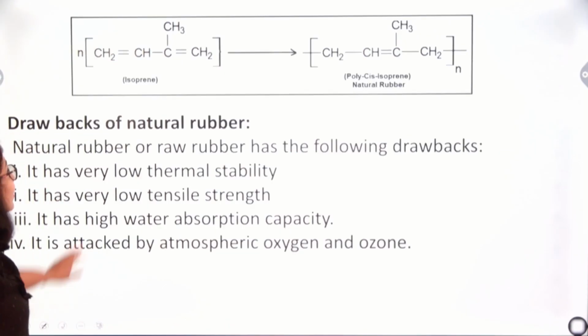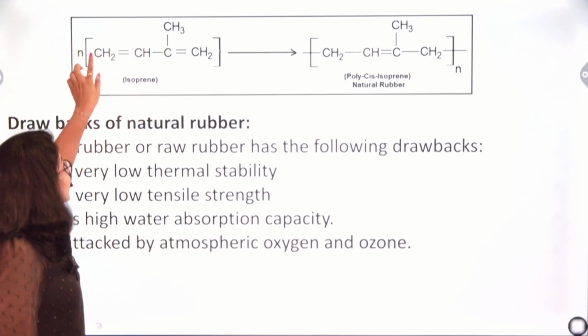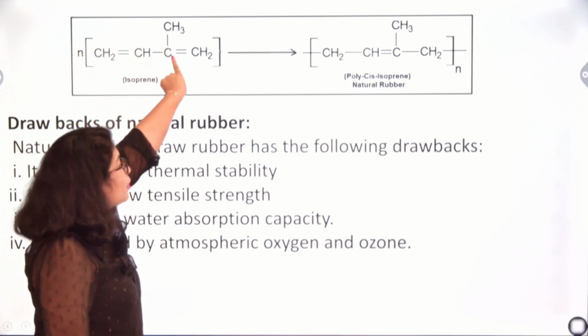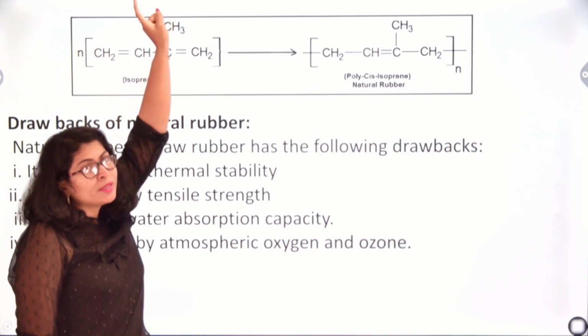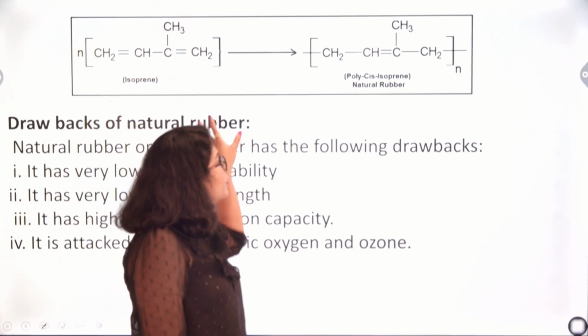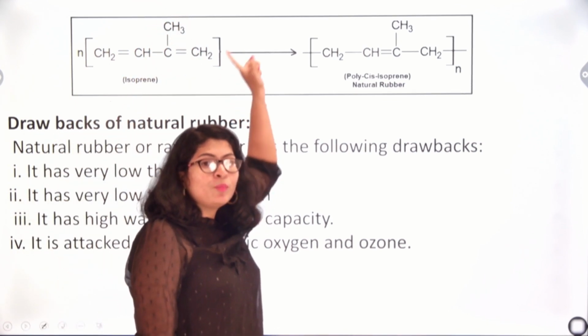Now, this is the structure of isoprene: CH2 double bond CH, C double bond CH2, and to the second carbon there is a CH3 attached. This monomeric unit polymerizes.